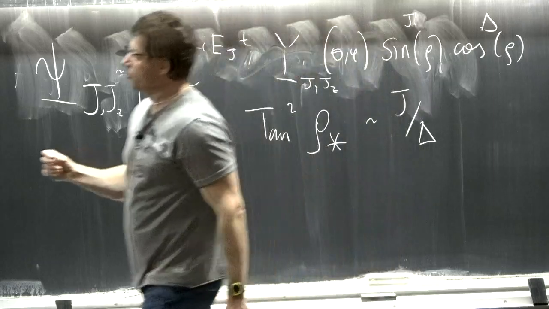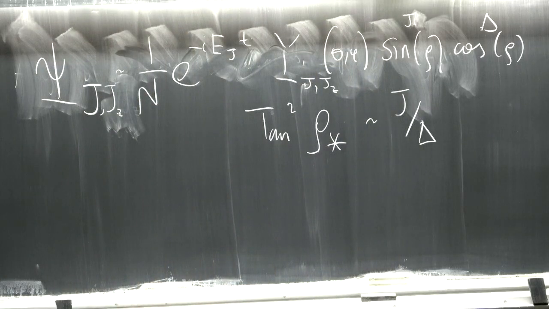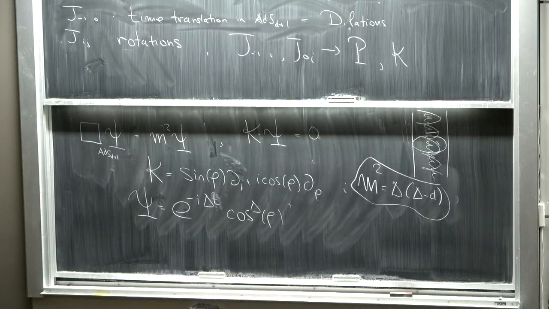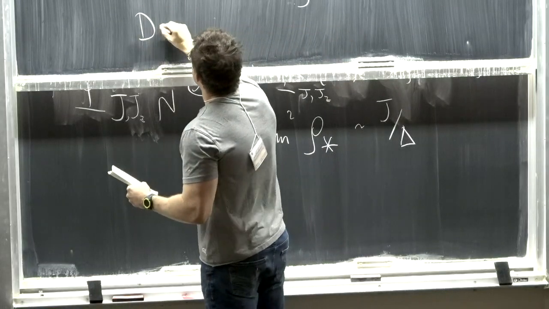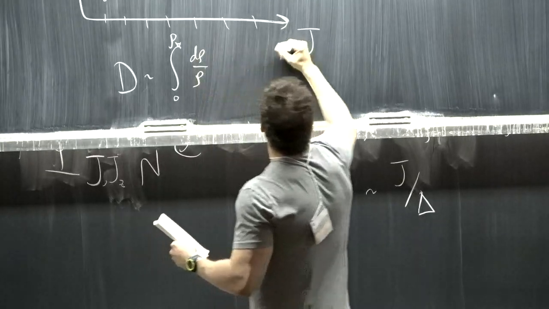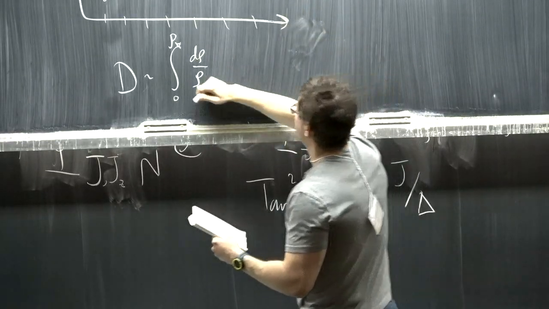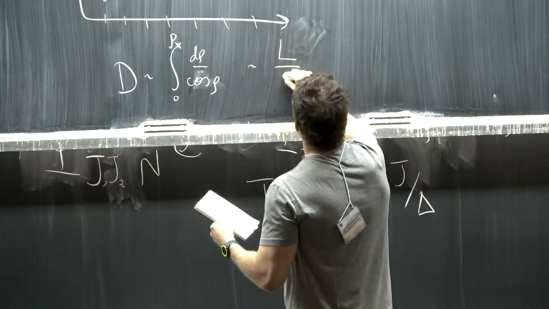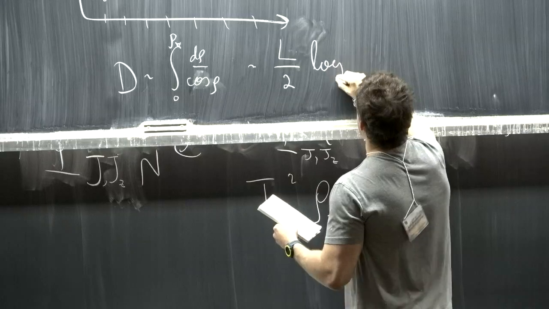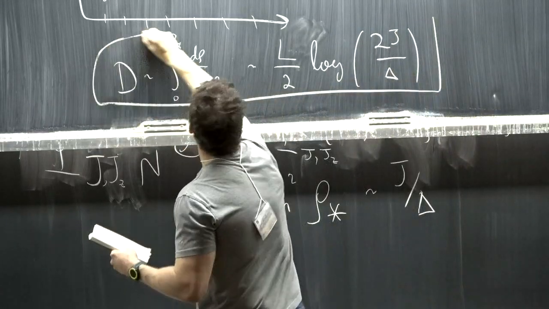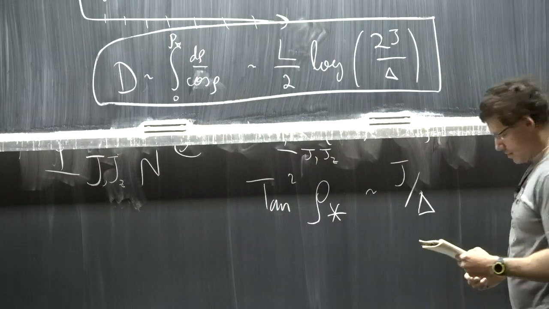And it will be important for me to calculate the geodesic distance. I want to calculate the geodesic distance to the center of the rotation of this particle. Just one second, I'll write the formula for the geodesic distance. So to calculate the geodesic distance, we need to integrate the metric from 0 to rho star. We just integrate the line element from 0 to rho star, and we get that it's the radius of AdS over 2, times the logarithm of 2j over delta. Just remember that formula. It will be very, very important.